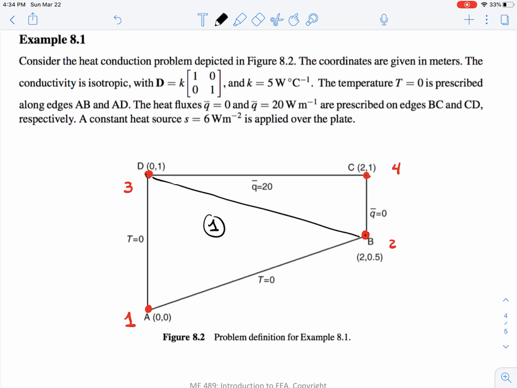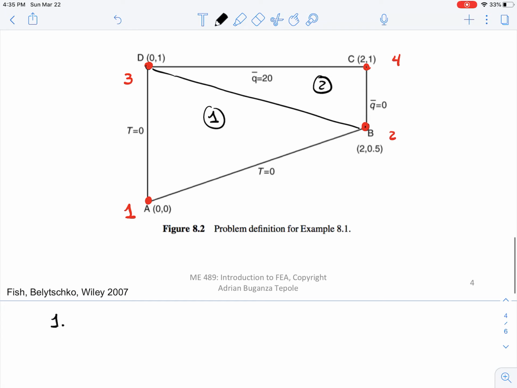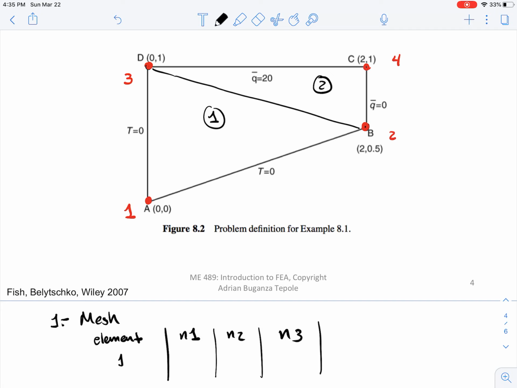So this will be my element 1, and this will be my element 2. And this is arbitrary, you could do some different mesh, but this is the mesh that I'm deciding to do. So that will be my first step, which is going to define the mesh. So you can see I number the nodes, I have the elements, I'm just going to write my element connectivity. Because it's a triangular mesh, every element is made out of 3 nodes. So element 1 is made out of nodes 1, 2, and 3.